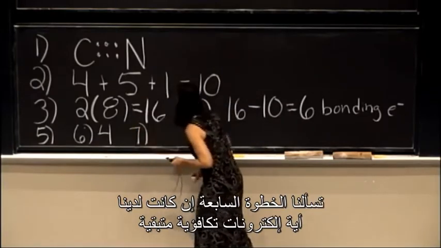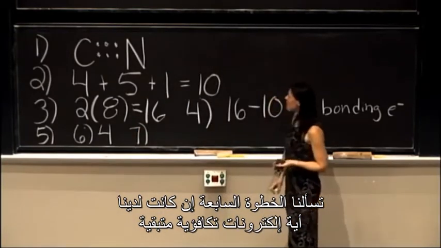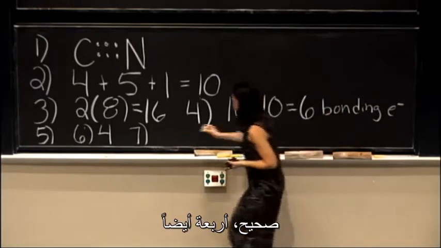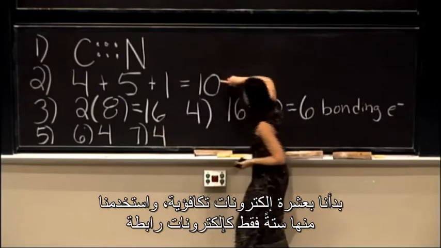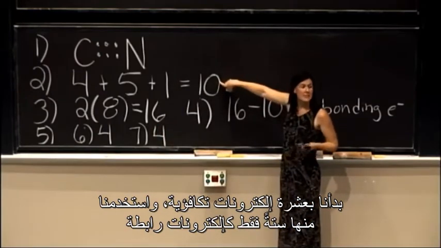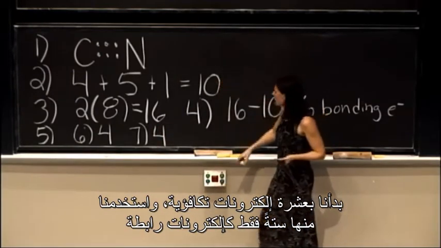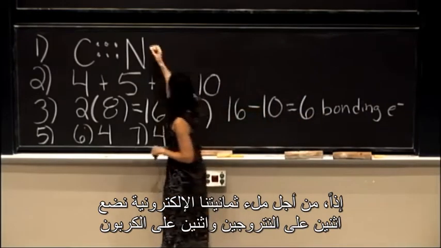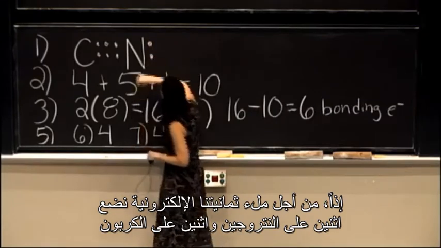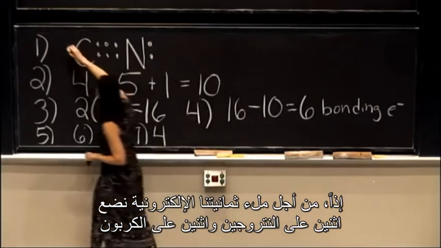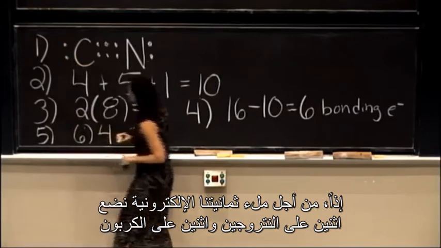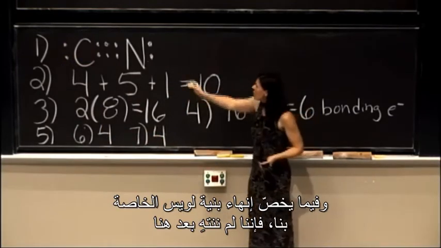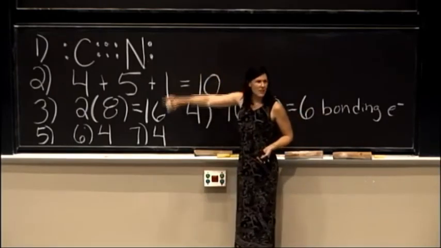Step 7 asks us if we have any valence electrons left, and how many valence electrons do we have left? Yeah, so also 4. We started with 10 valence electrons. We used up 6 of those as bonding electrons, so we have 4 left, which will be lone pair electrons. So in order to fill our octet, what we do is put 2 on the nitrogen and 2 on the carbon.